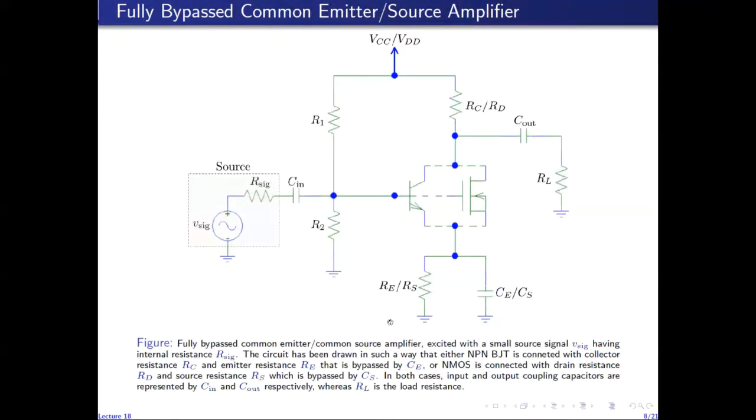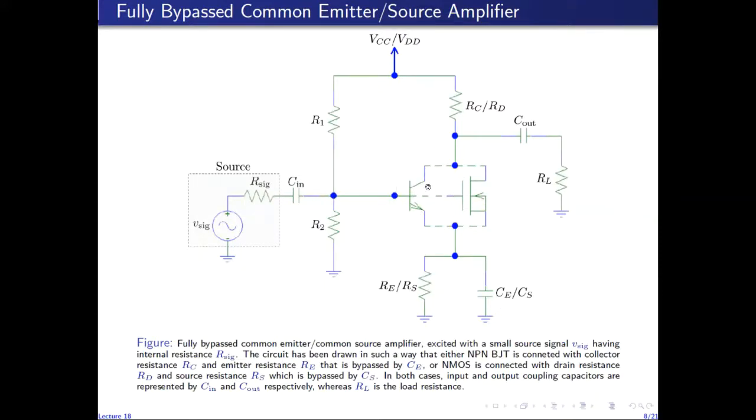Now that we know different methods to estimate the higher cutoff frequency of an amplifier, we will move towards the high frequency analysis of the common emitter and common source amplifiers. Since their circuits are very similar, I have drawn this general circuit, which represents both common emitter and common source configurations. So this dotted line only means that either BJT or MOSFET is inserted into this network.